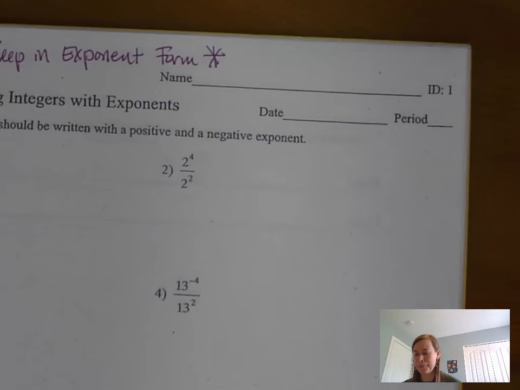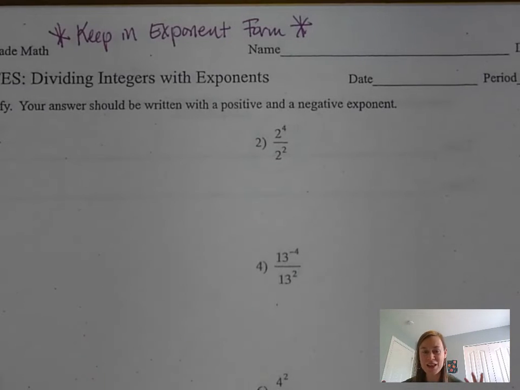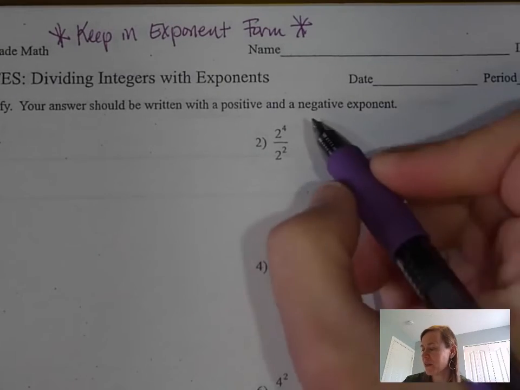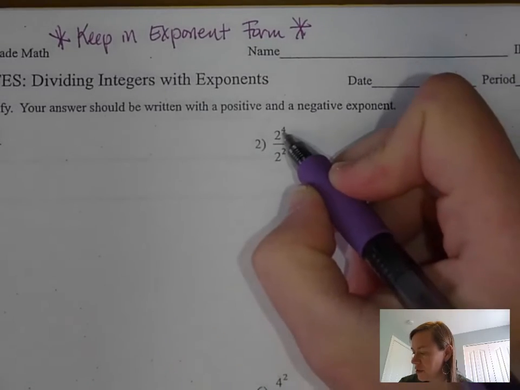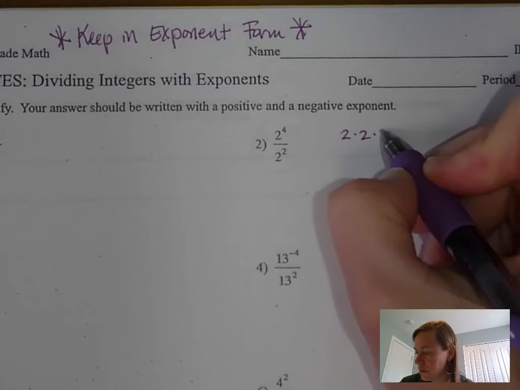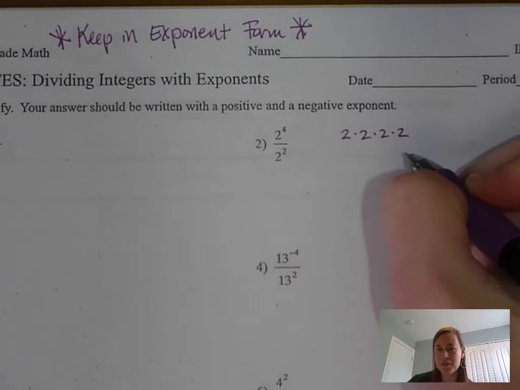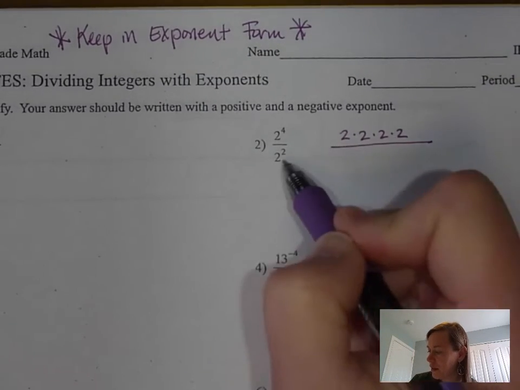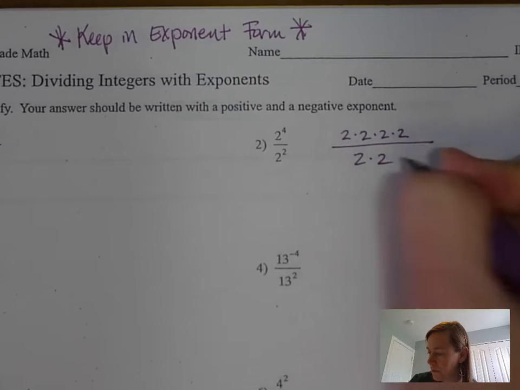Let's do this. Okay, so we're going to expand it out kind of like we did with multiplication, and we're going to see if we can find some patterns. So let's take this guy right here. Let's put him in expanded form. So 2 to the 4th power is going to be 2. We're going to use that 2 4 times in repeated multiplication. And then on the bottom, 2 times.